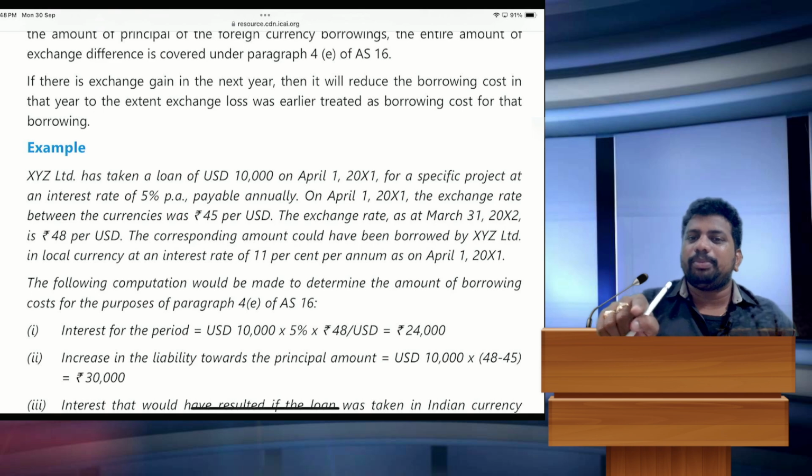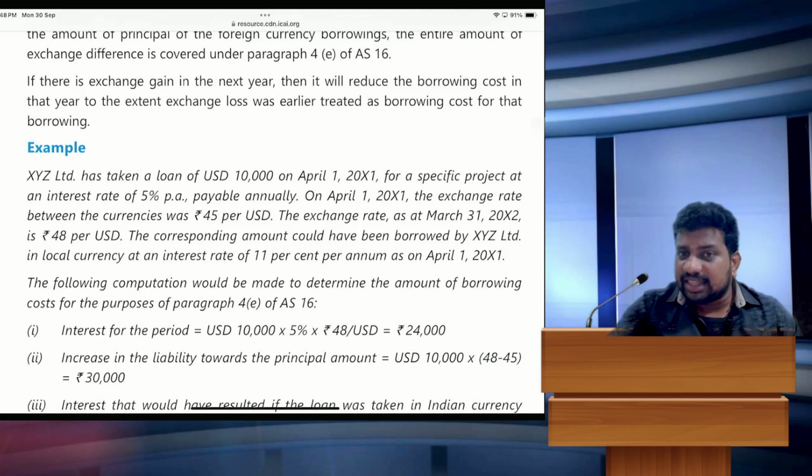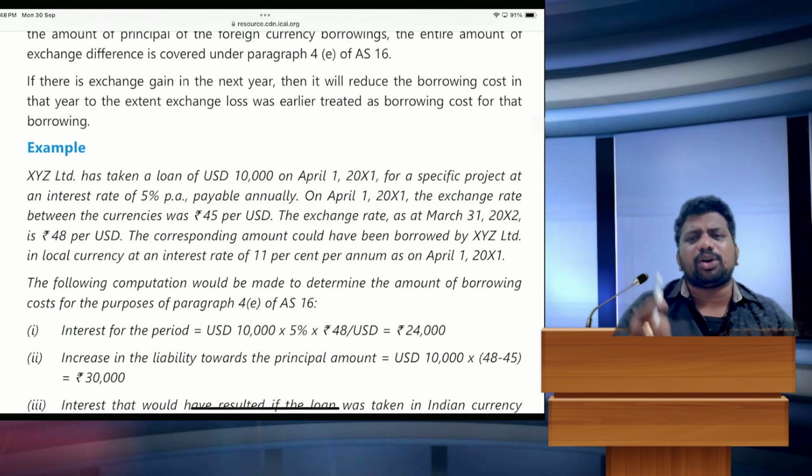So my loan amount would have been 10,000 into 45, some 4,50,000 in my books of accounts. Now, at the end of the year, when the rate changed to 48, my liability, that is the bank loan, should also be valued at the closing rate. Okay, so we'll discuss this in detail in Accounting Standard 11.